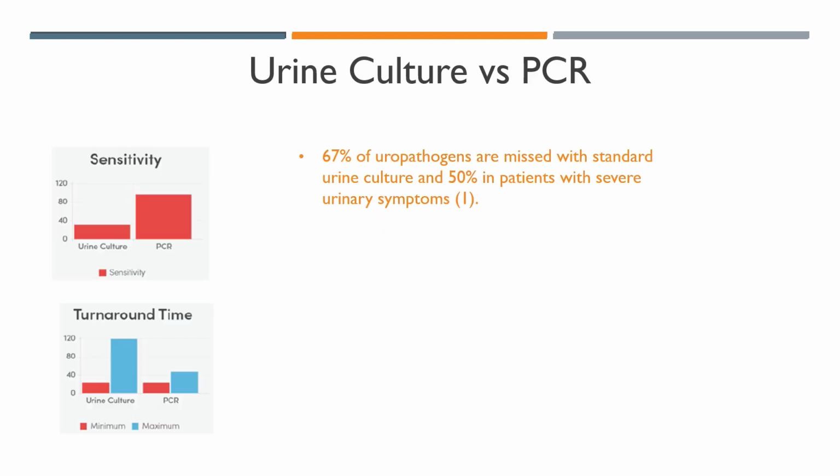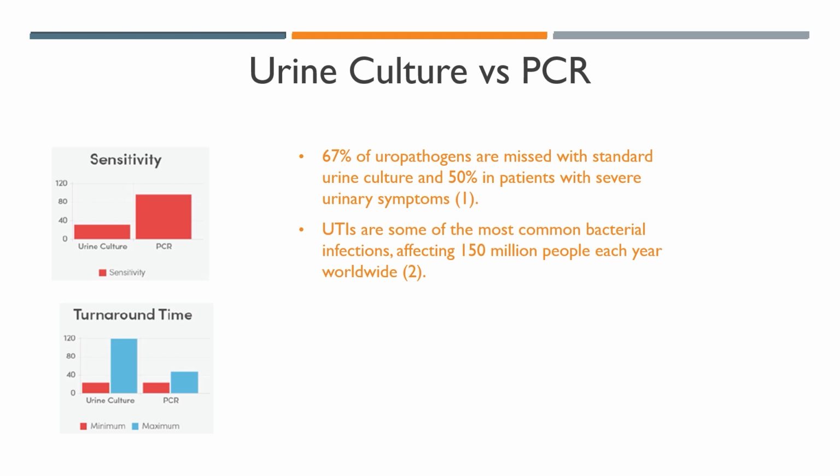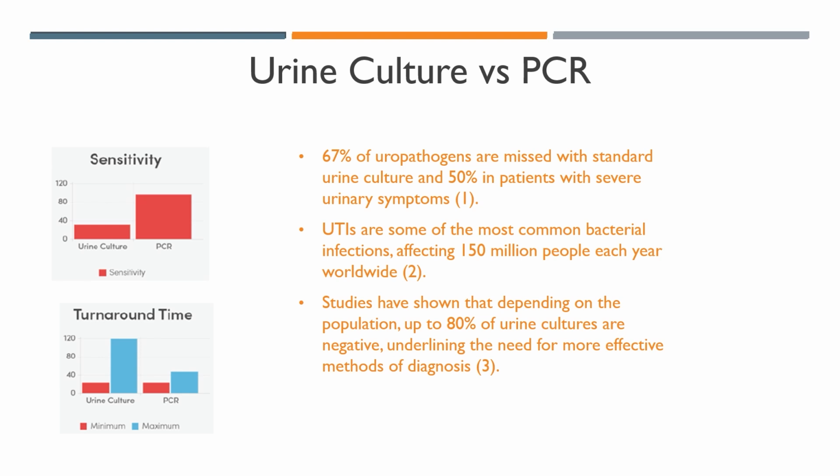Urine culture versus PCR. 67% of pathogens are missed in the standard urine culture, and 50% in patients with severe urinary symptoms. UTIs are some of the most common bacterial infections, affecting over 150 million people each year. Studies have shown that depending on the population, up to 80% of urine cultures are negative, underlying the need for more effective methods of diagnosis.